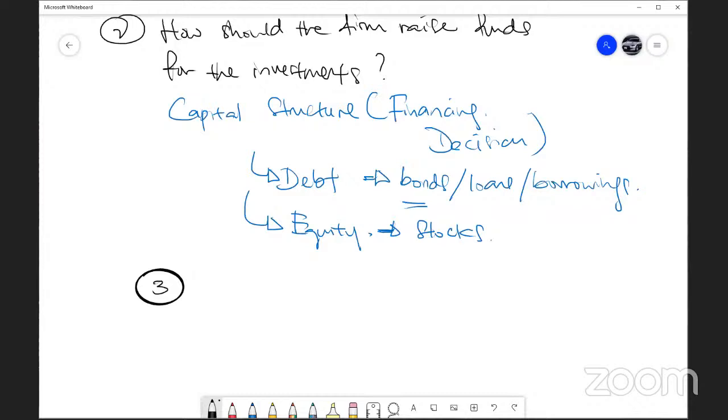Question number three: how should short-term assets be managed and financed?